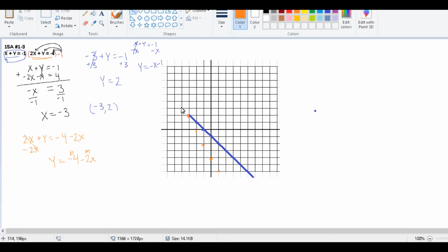And now I can draw my line. And if I'd drawn my blue one bigger, I would have seen this is my point of intersection, which is 1, 2, 3, negative 3, positive 2. And that's right.